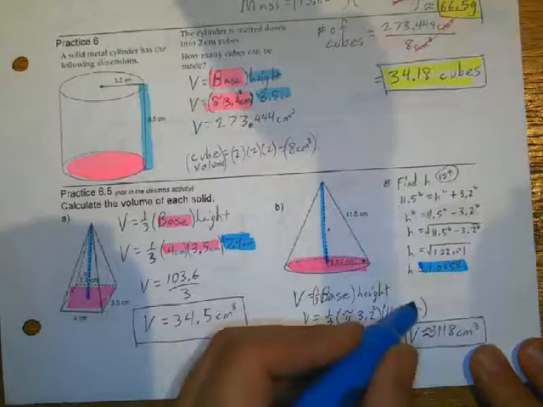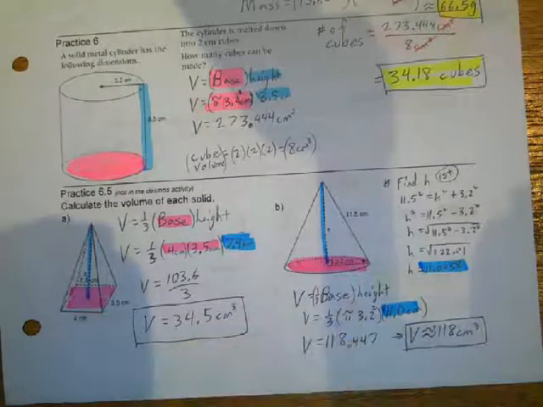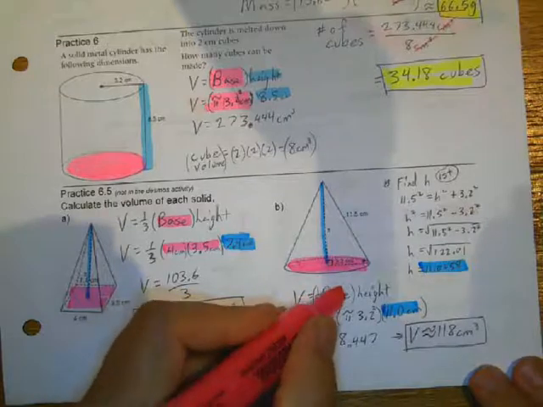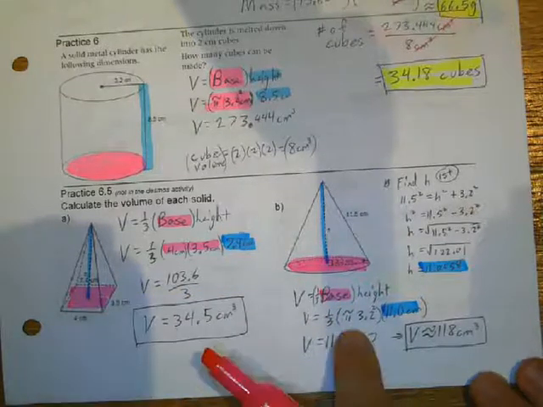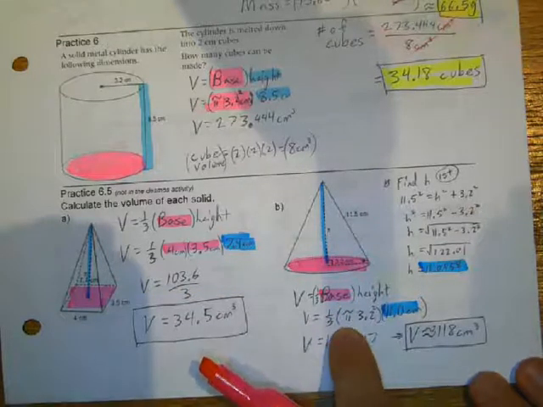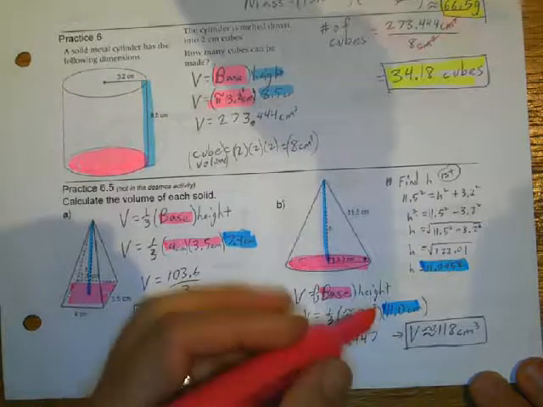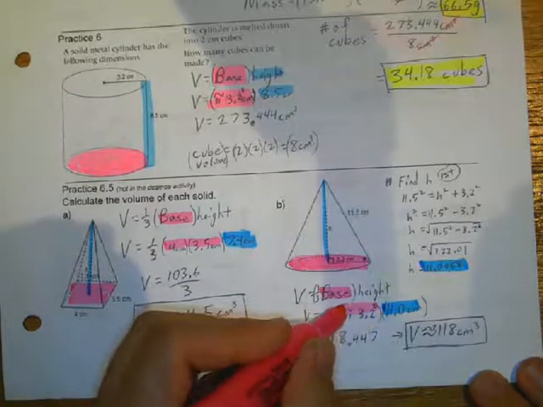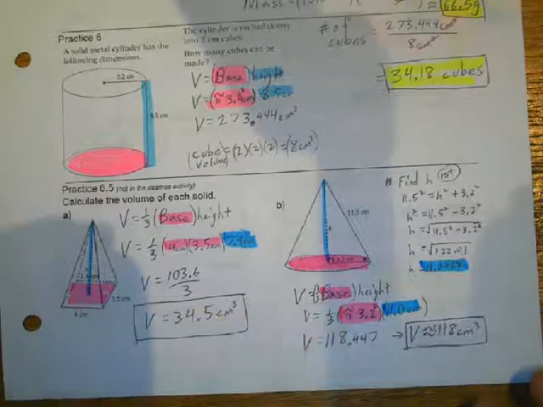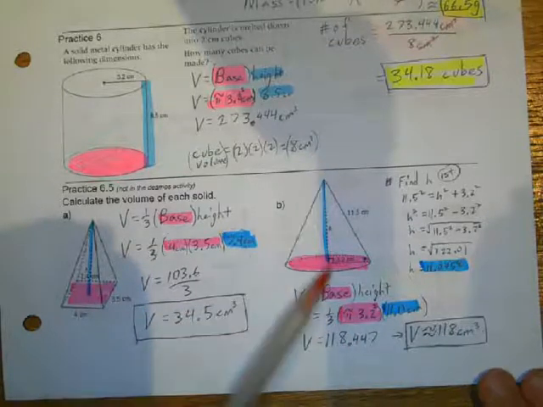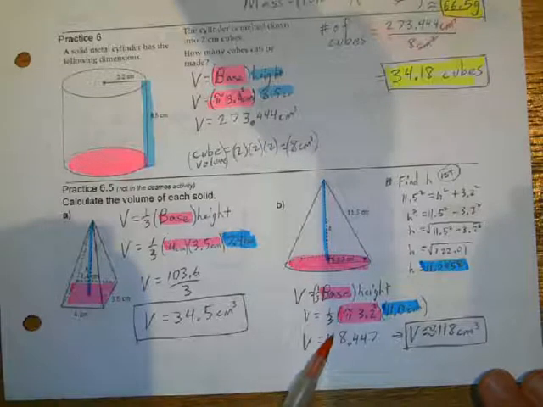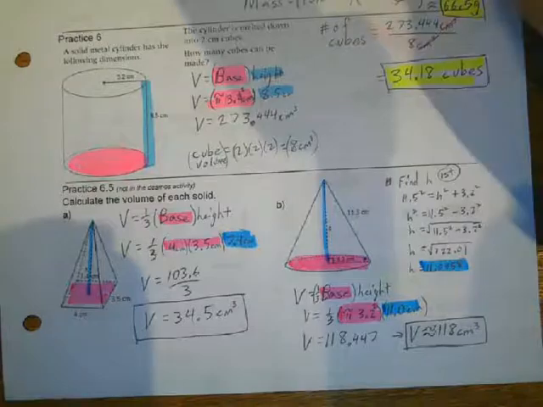So now we know our base, it's a circle, so it's going to be pi r squared, so pi times 3.2 squared, and since it's a cone, we multiply it by 1/3, and then there's our volume. You may want to hit pause to copy this down.